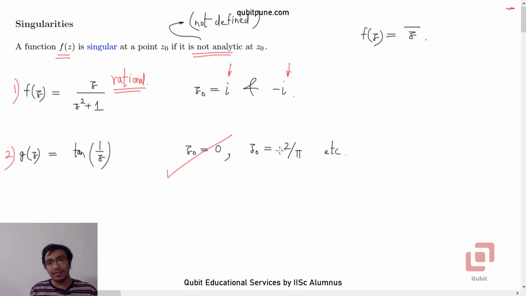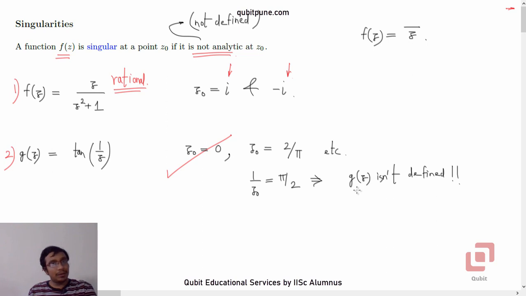So if we consider z0 to be 2 by pi, 1 upon z0 will be pi by 2, which implies that the function is not defined. So clearly it is not analytic. Let me repeat. Singularities are those points, those complex numbers where the function ceases to be analytic, which covers all those points where the function is not defined.